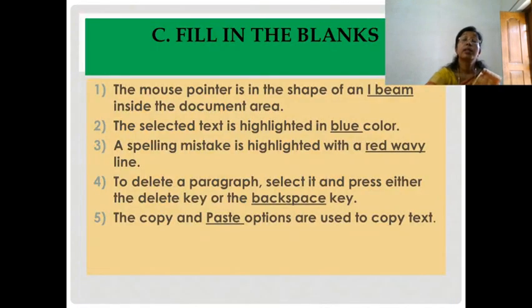Now we will move to the next exercise, C, fill in the blanks. First one: the mouse pointer is in the shape of an I-beam inside the document area. So the answer is I-beam. Second question: the selected text is highlighted in dash color. What is the answer? In blue color. Selected text is highlighted in blue color.